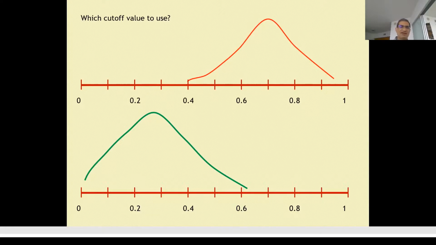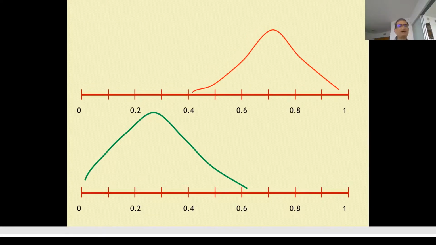Again, for ease of understanding, I'm just pulling them apart separately so that we can follow what is going on. And remember, the question is, which cutoff value should you use? As you can see here, all these people are those who have the disease, and these are all people who don't have the disease, right? We know that because we have tested them.